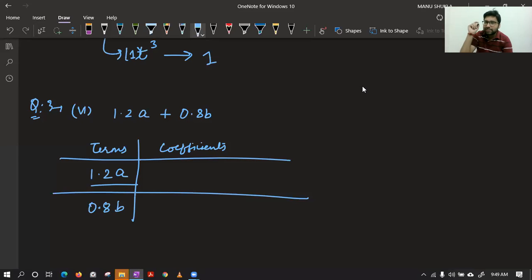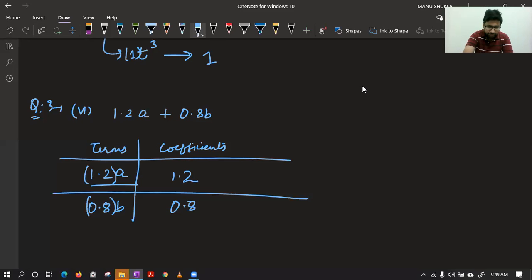In this, the variable is a and the coefficient is the term multiplying in a. Coefficient means the term getting multiplied with a, that is 1.2. Similarly, the coefficient of b is the number which is getting multiplied with b, that is 0.8. So this way we can find the coefficients. In the question they are telling to go for the variables only.